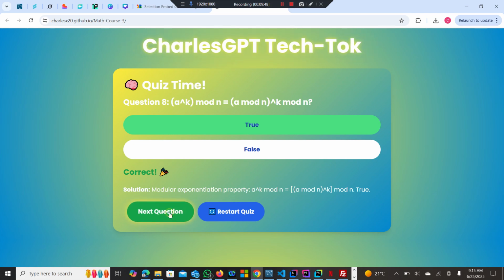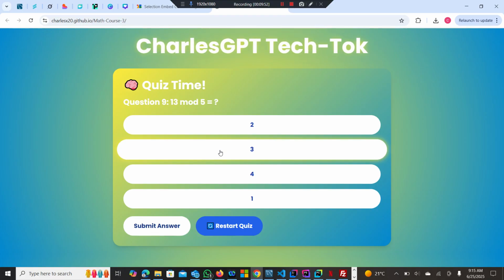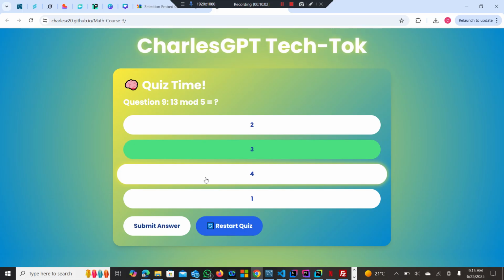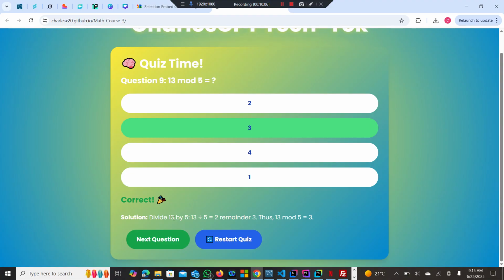So next one, I don't know if this interface is that good. Still cool though. So 13 mod 5 would be 13 divided by 5, which is 2 remainder 3. So it takes only the remainder. So that's the correct answer for that. So it gives you divide 13 by 5. 13 divided by 5 equals 2 remainder 3. Thus 13 mod 5 equals 3.